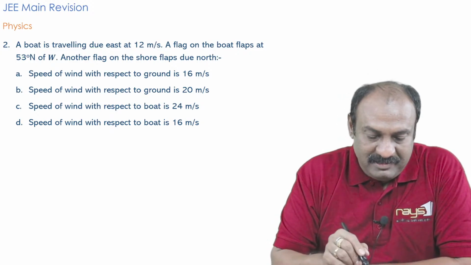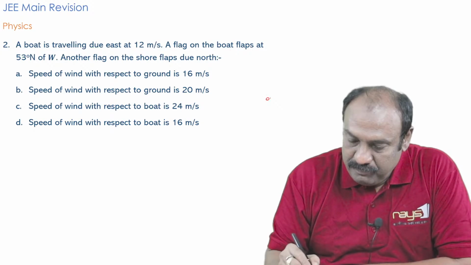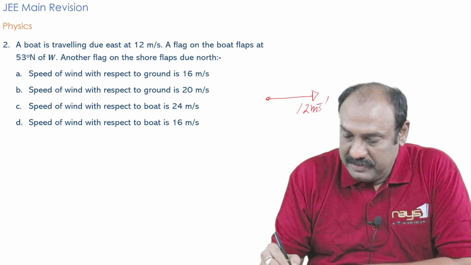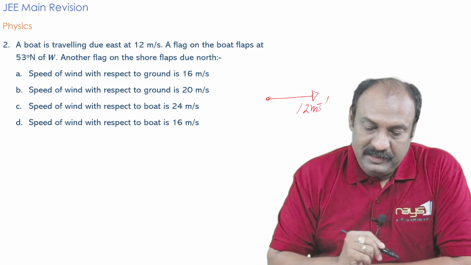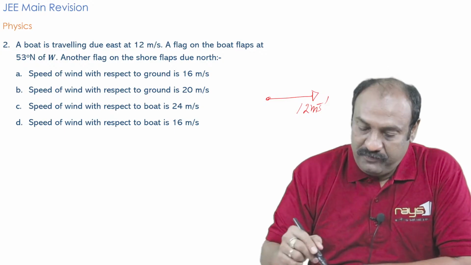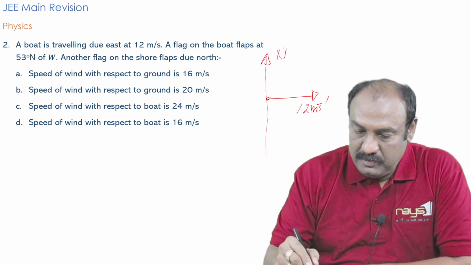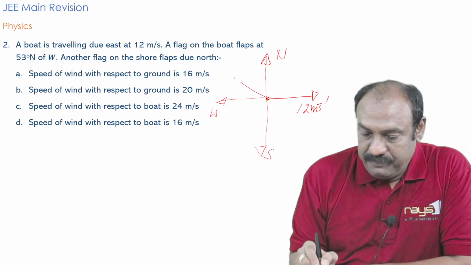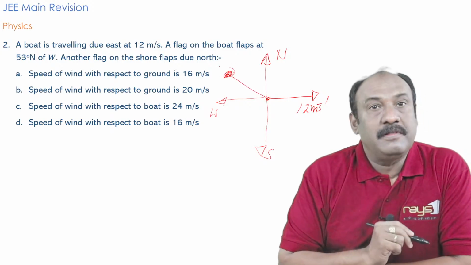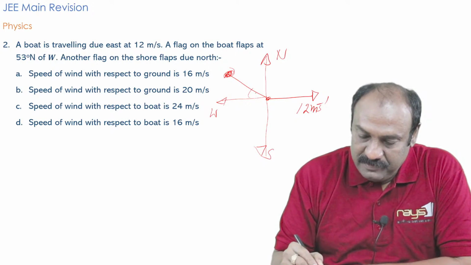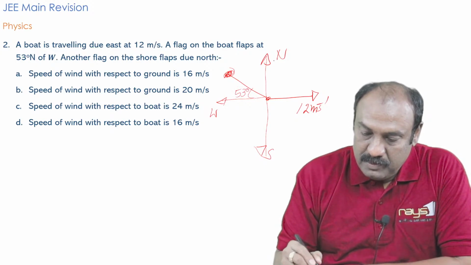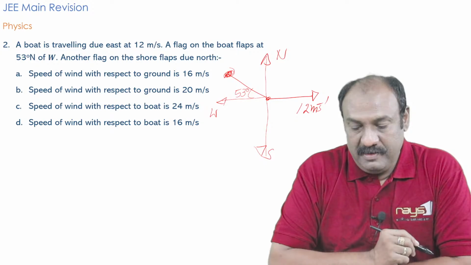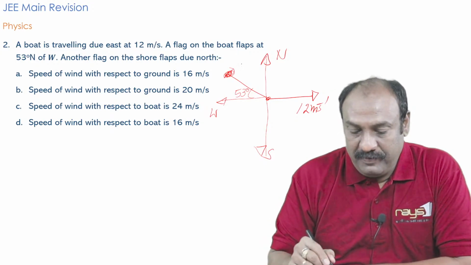So in this case, the boat is traveling due east, towards east with speed 12 meters per second. And a flag on the boat flaps at 53 degree north of west. So this is north, this is west, this is south. This is the flag. So this flag flaps at 53 degree north of west. See here, 53 degree north of west it is. So here this is the 53 degree. This is the flag, one flag on the boat here.